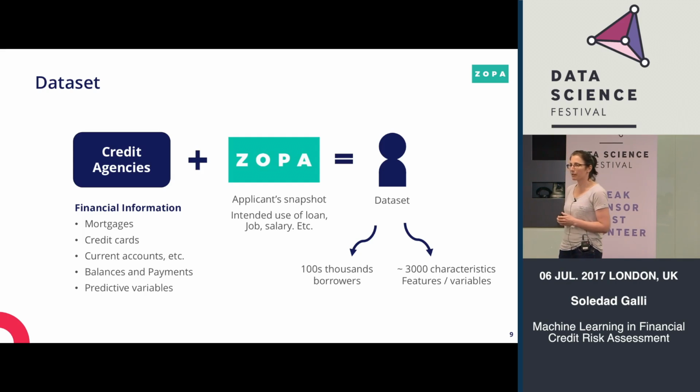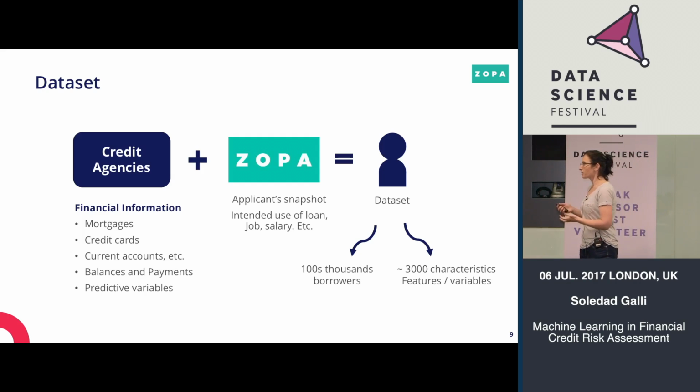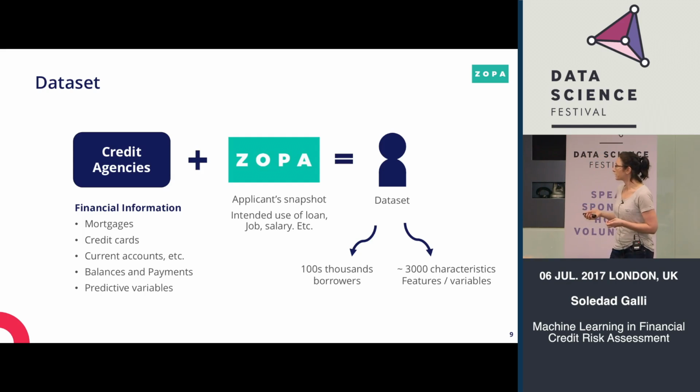And they also provide predictive variables. They build these predictive variables on their own variables, and typically they will use logistic regression. So institutions like us, like Zopa, use a combination of their predictive variables with other variables and our own variables to basically improve the prediction on whether a customer will be able to repay the loan.